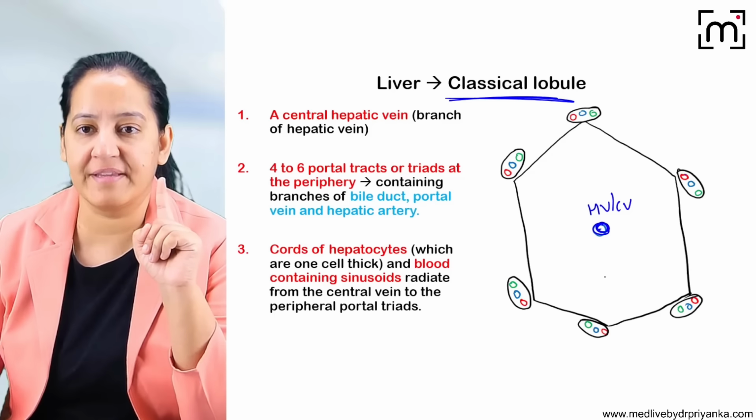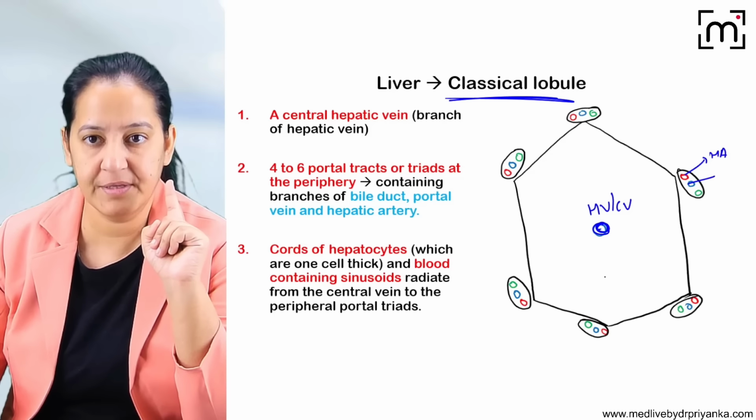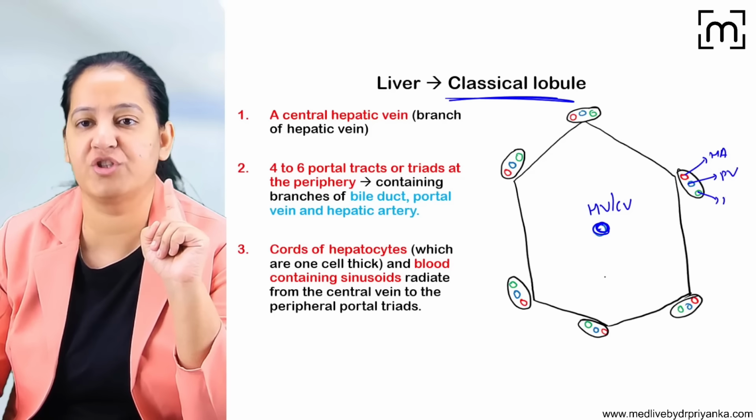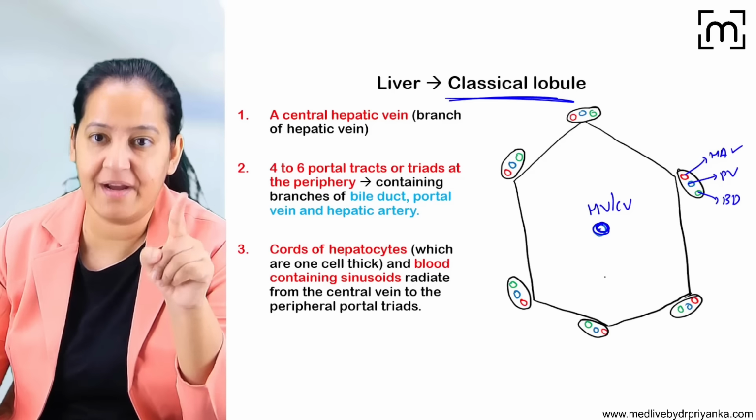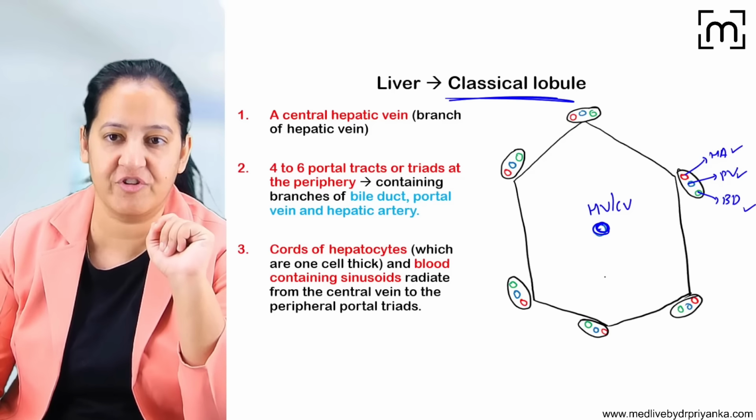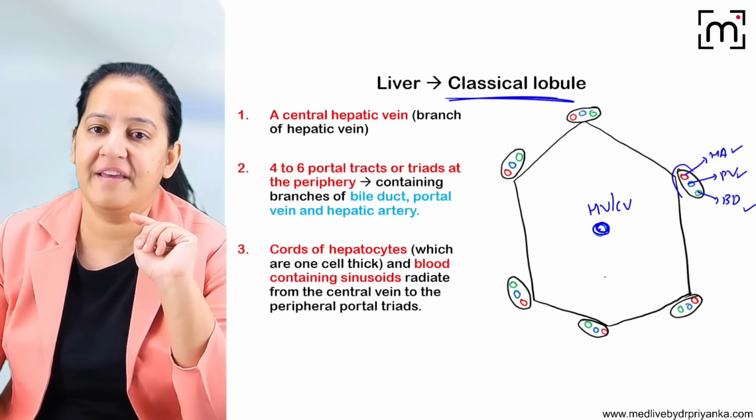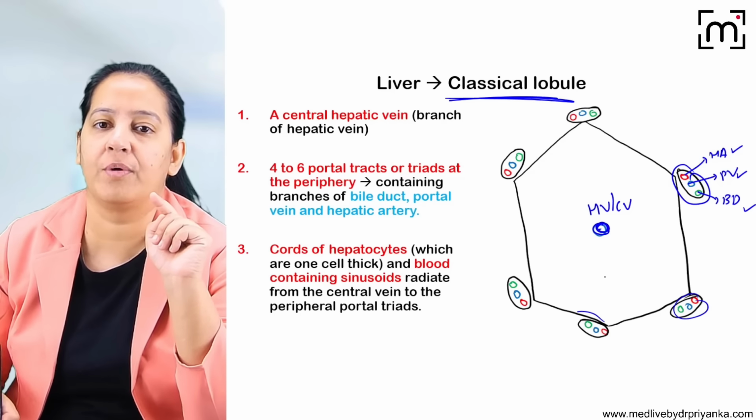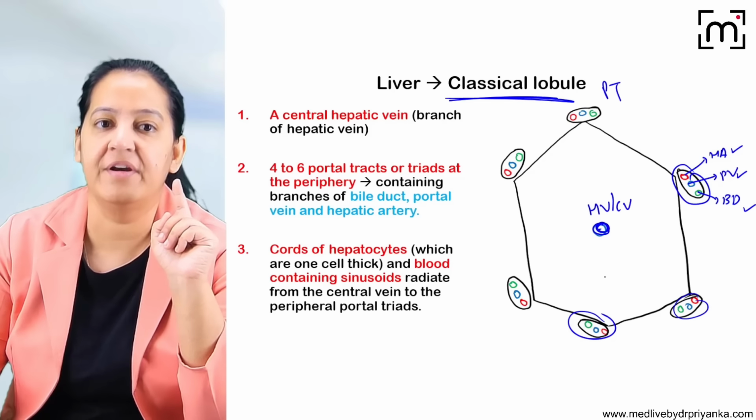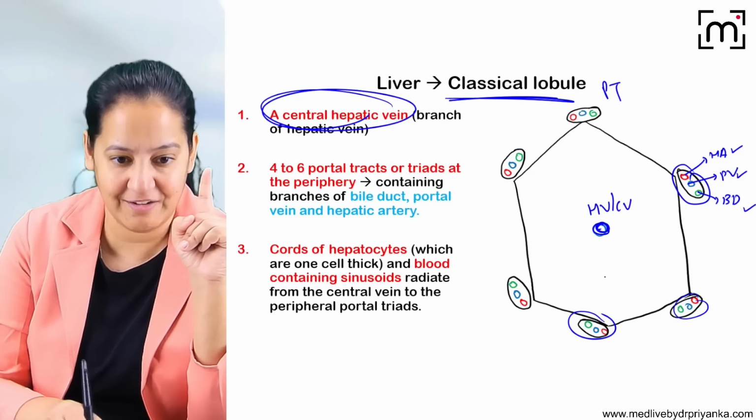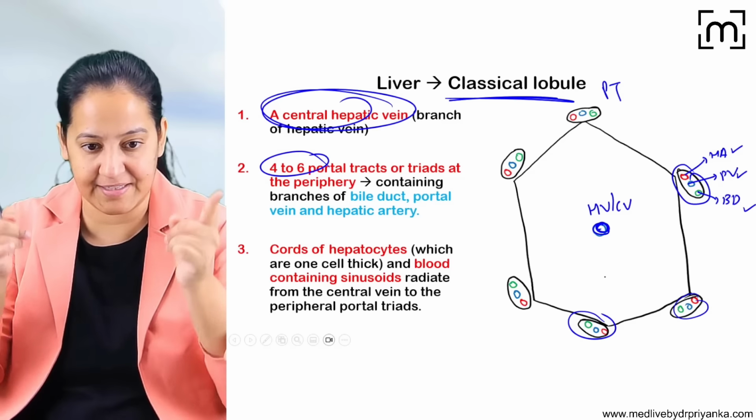In each portal triad, there is a hepatic artery, a portal vein, and a branch of bile duct. So there is a branch of hepatic artery, branch of portal vein, and branch of bile duct. I told you these are the best friends. So branches of them travel together, and they are traveling at the corners of the lobule, and this is known as portal triad. So at the center there is a hepatic vein. There are 4 to 6 portal triads at the corner.